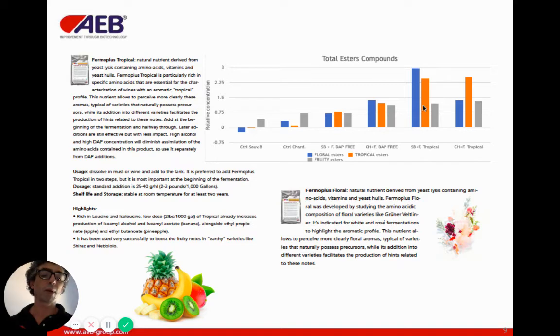In Sauvignon Blanc, this nutrient affected both the tropical ester and the floral esters, giving a good boost, keeping, though, the balance of the floral ester higher, as expected in Sauvignon Blanc.